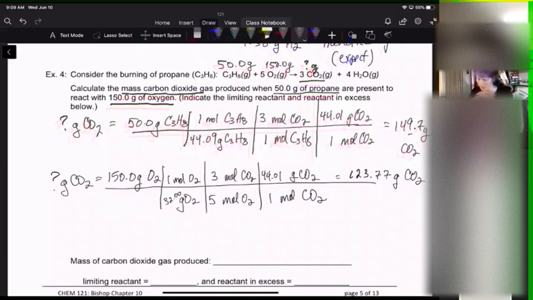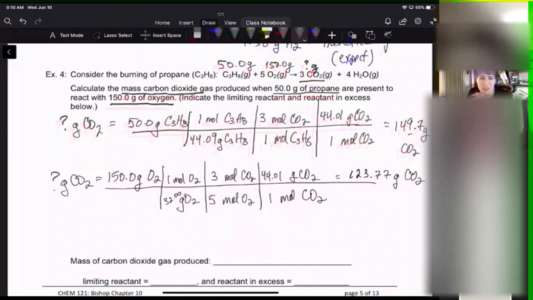So I've completed my mass-to-mass calculations, and now we have to answer the questions below. Let's take a look at the significant figures first. In red, we started with 50 grams of propane, and that was 50.0 with 3 significant figures. So in my answer, I've underlined the 9. That's the 3rd significant figure.